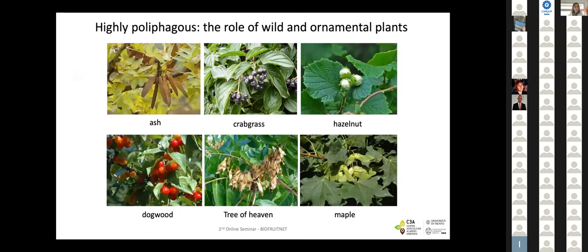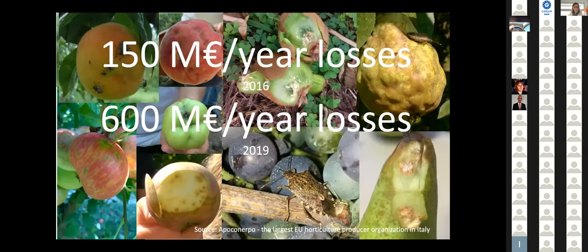Moreover, the polyphagous aspect of the species gives it an opportunity to hide in the environment and to escape pesticide application, because they can also survive and feed on a high number of wild and ornamental plants. This is an estimation of yearly losses just for Italy, and just for 2 years, 2016 and 2019. But I think it's interesting to notice the difference, how the loss grew in just 3 years.